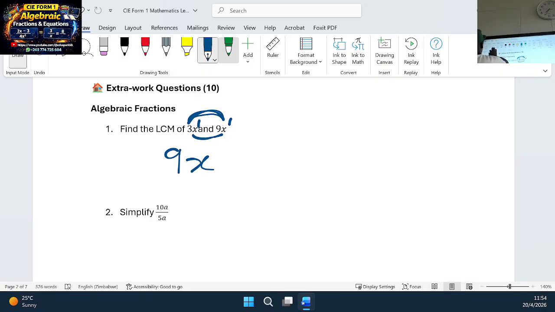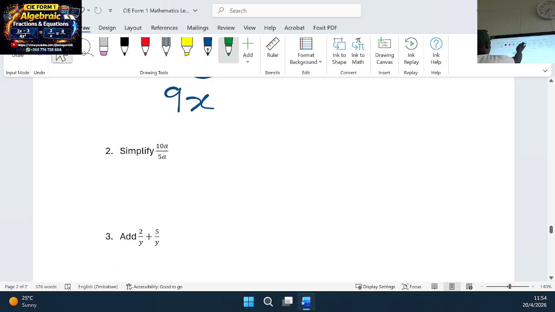Then next, we want to simplify a fraction there. It's our algebraic fraction. We can see that there is a on the numerator, a on the denominator, and they have the same degree, meaning they just cancel each other. We end up having 10 divided by 5, which will give us a 2.